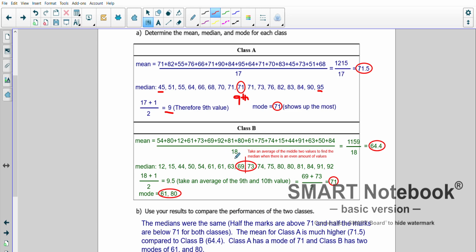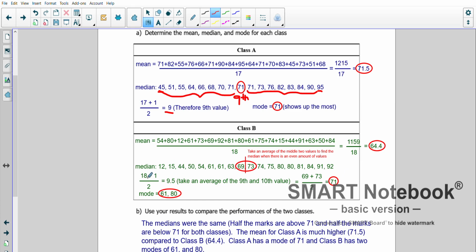But for the median, because there's an even amount of values, you can't find a unique middle value. Up here, with the 17 values, there's 8 in the top half, 8 in the bottom half, and 71's right in the middle. You can't do that here because there's 18. So using that little trick will help us determine how to do this.